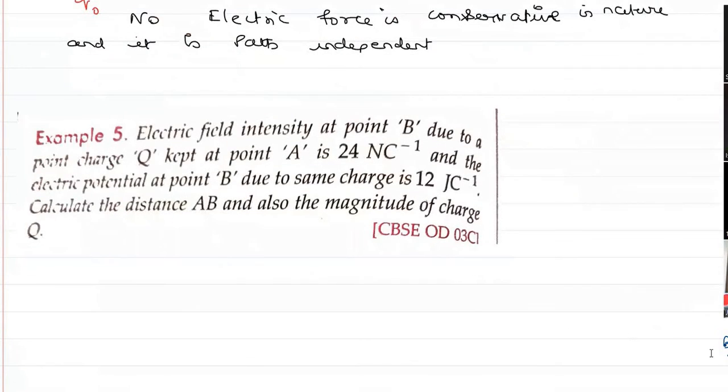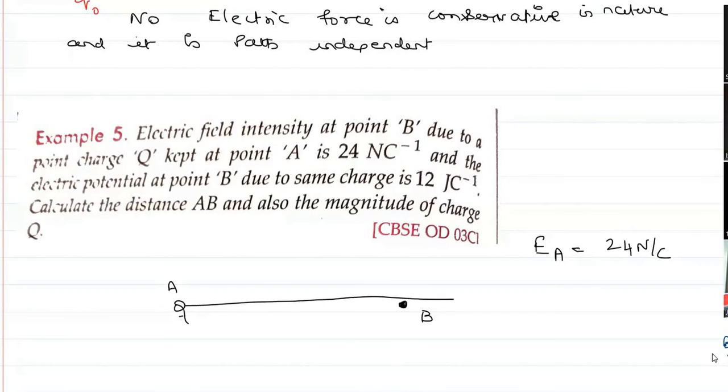Okay, the next one is electric field intensity at point B. So let us consider the point B is here due to a point charge Q. Okay, at A it is 24 Newton per Coulomb. So what they have given is the electric field at point B due to the point charge, given as EA, right? Because here the charge at A is producing the electric field. That is given as 24 Newton per Coulomb. Is it clear? See, what they have given is the electric field intensity at point B due to the charge Q. So it is producing the electric field and this electric field value is 24 Newton per Coulomb.